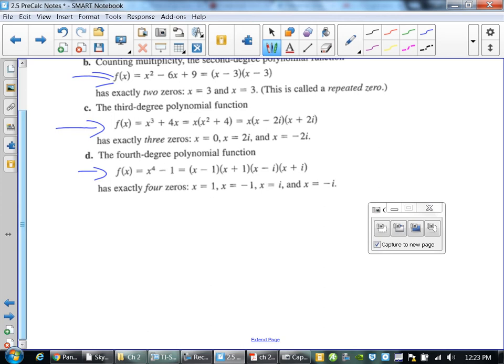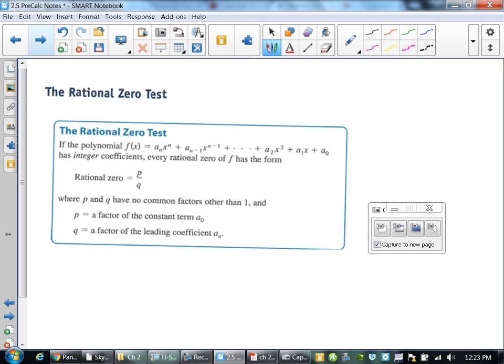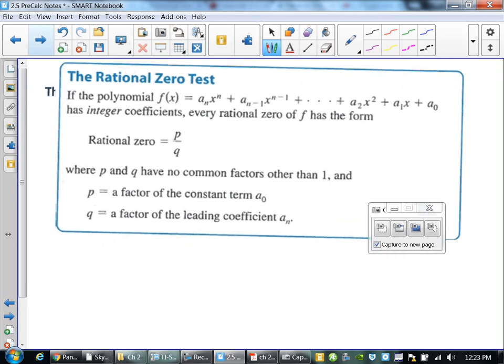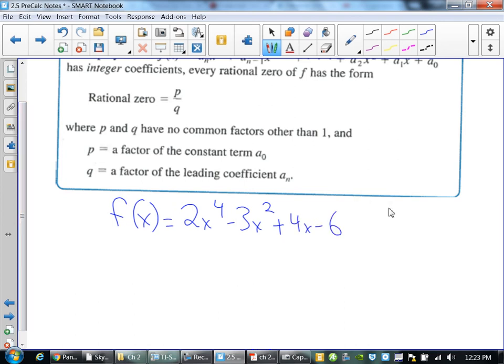Okay. So let's look at how we used synthetic division. In order for us to use synthetic division, we had to use this test. It's called the rational zeros test. Remember back in Algebra 2, you guys were given a function, f of x equals 2x to the 4th minus 3x squared plus 4x minus 6, and they were going to ask you to factor that using synthetic division and whatnot.